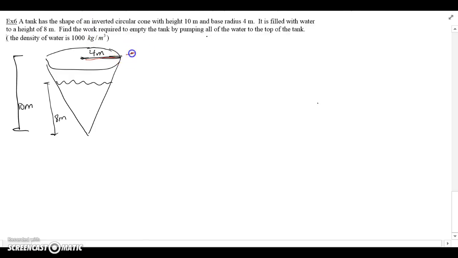Let's go set up our axes. I'm going to have the positive direction downwards, and I'm going to have my 0th location at the top, which means at the very bottom x must be equal to 10. And we have water up to 8 meters high, so if 0 is at the top, 10 is in the bottom, this must be x equals 2 for me to give 8 meters of water.